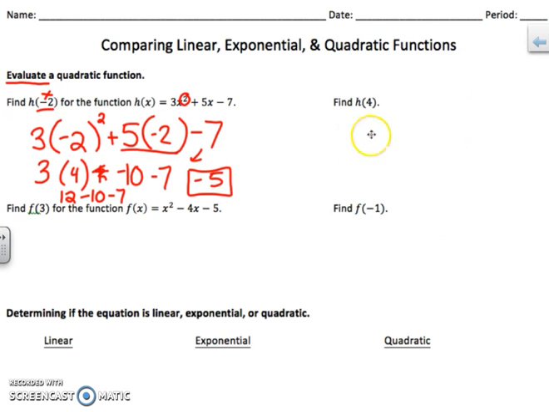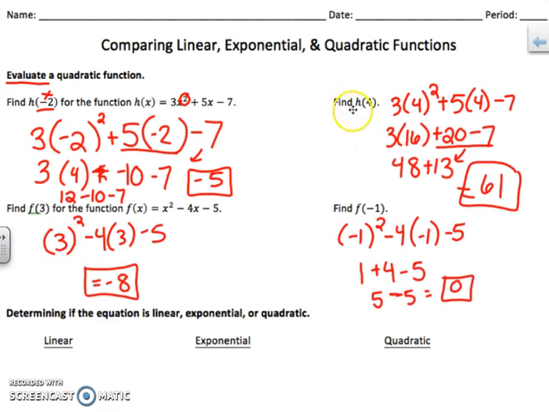So why don't you go ahead and try finding h of 4, so plug in 4 into this problem, and then go ahead and try f of 3 into this equation, and then also f of -1 into this equation. So try these 3 on your own, and press pause. Go. Find h of 4. Again, I plugged 4 into this equation, so I had 3 parentheses 4 squared plus 5 times 4 minus 7. I did some mental math, or you could have typed it in the calculator and got 61.